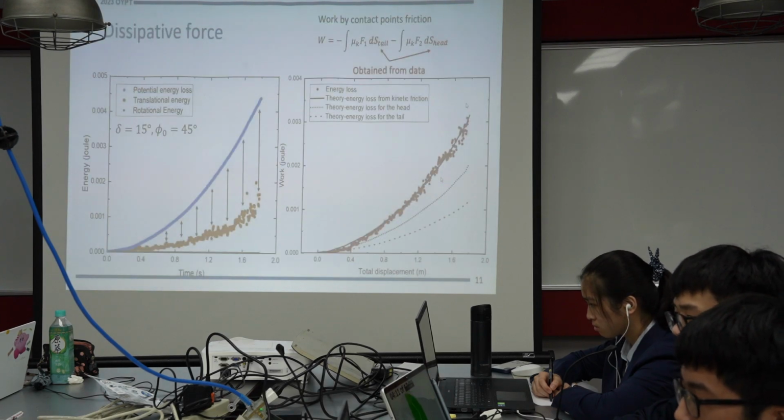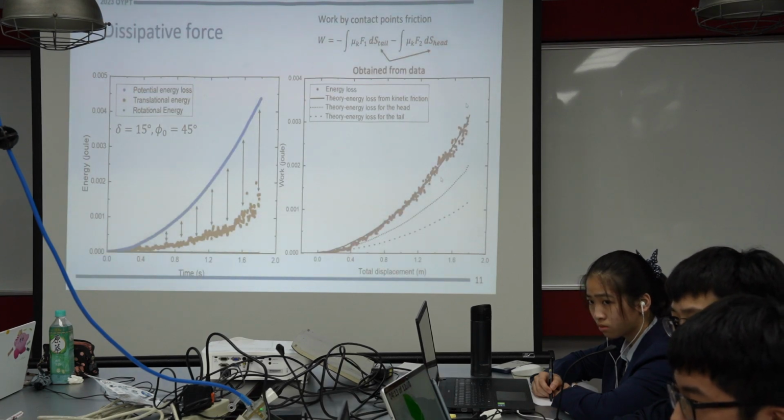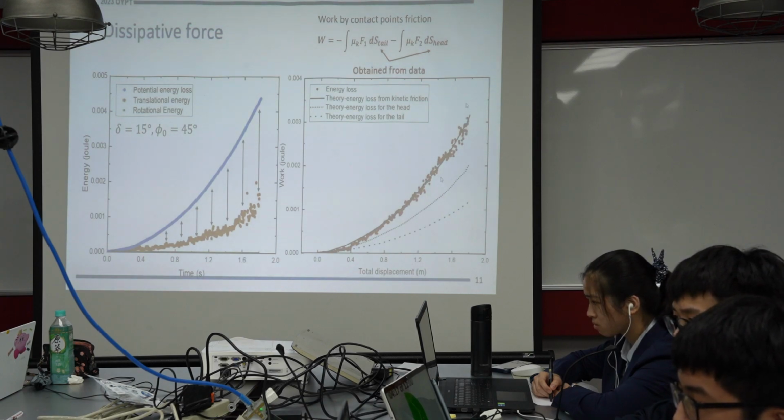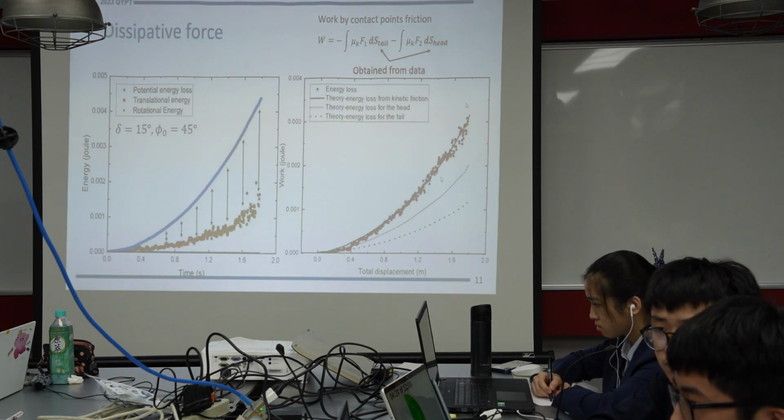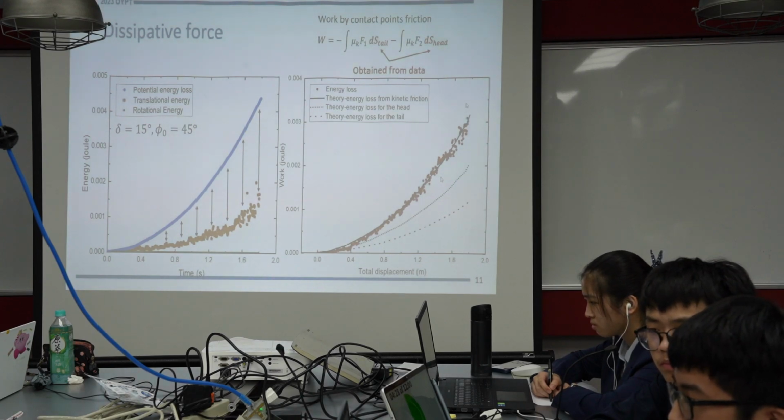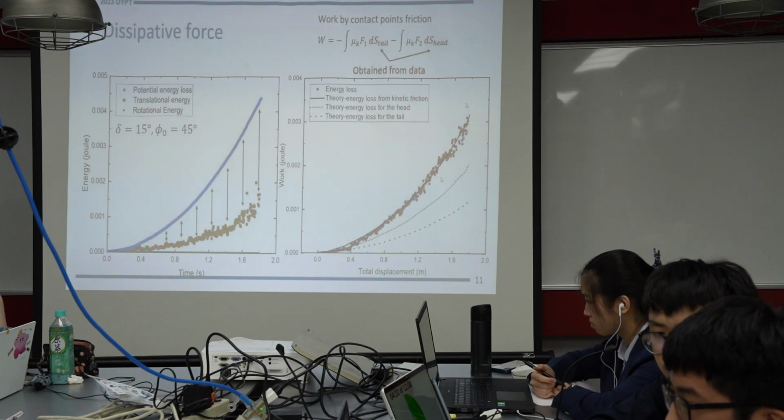And we mentioned the energy transformation in our qualitative explanation. So in this part, we analyze the dissipative force by using the experimental data, in which the blue one is the potential energy loss, the orange one is the translational energy, and the green one is the rotational energy. By subtracting them, we can get the energy dissipation, which is the black area of the arrow.